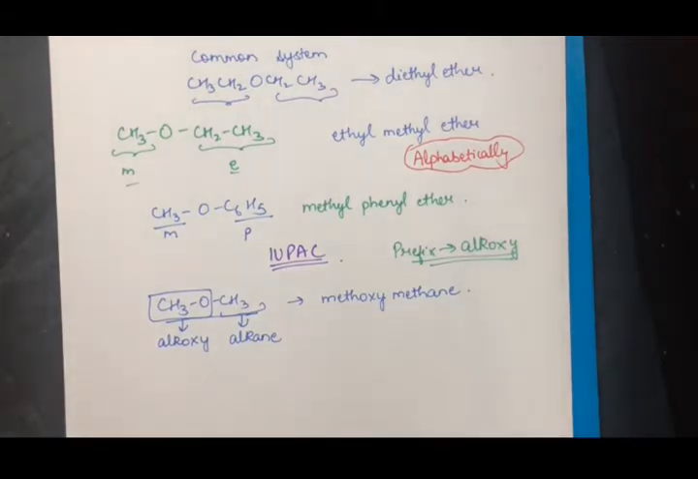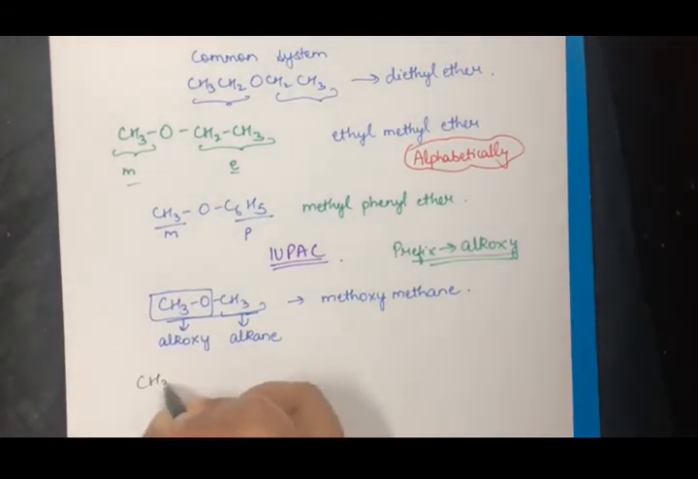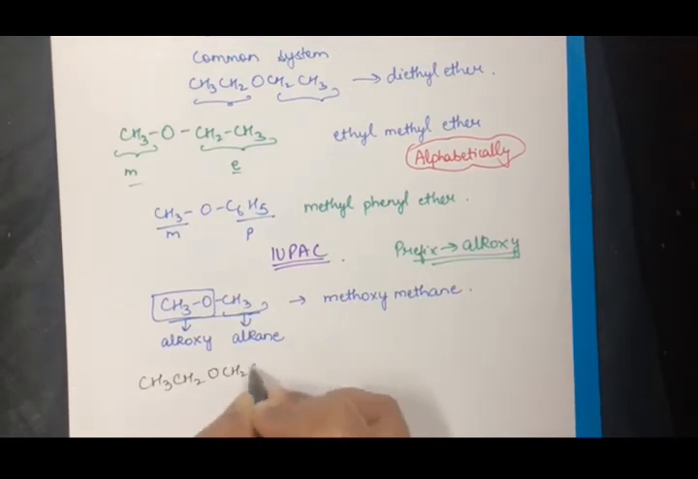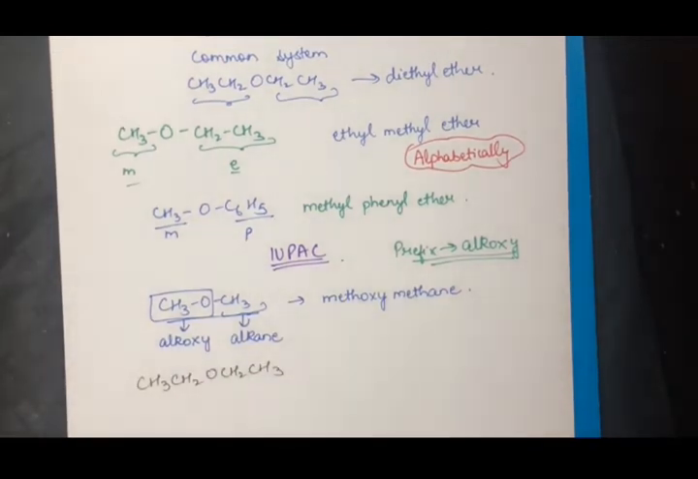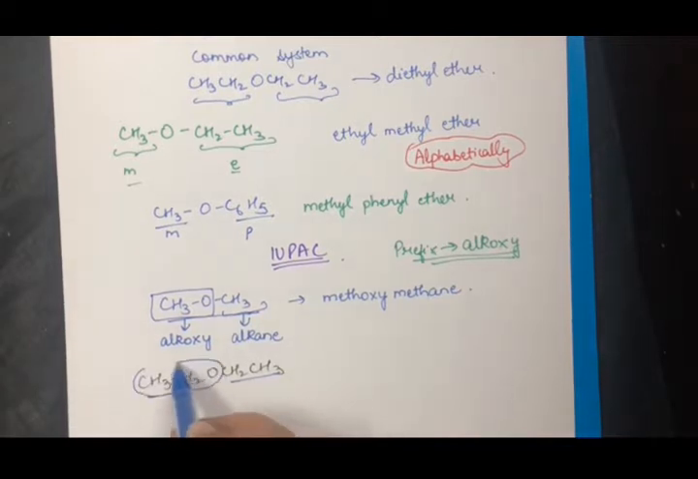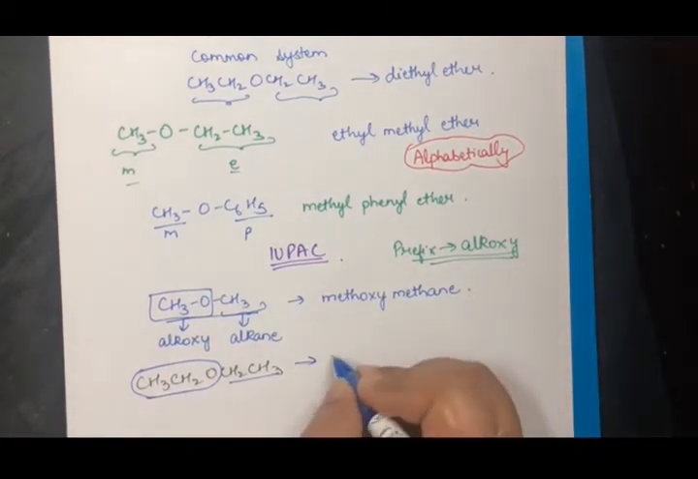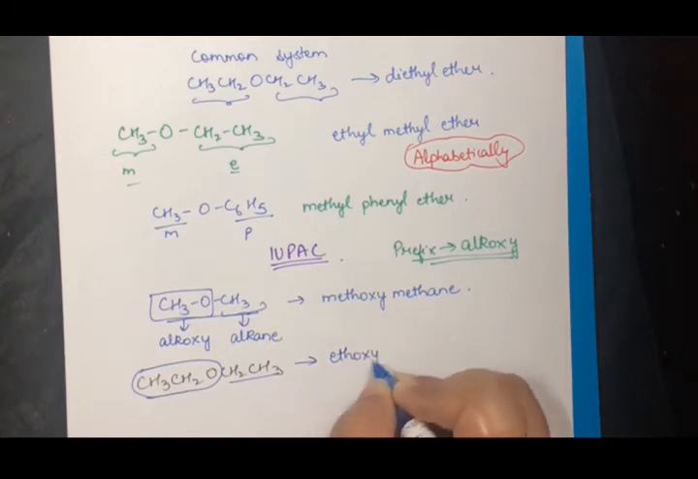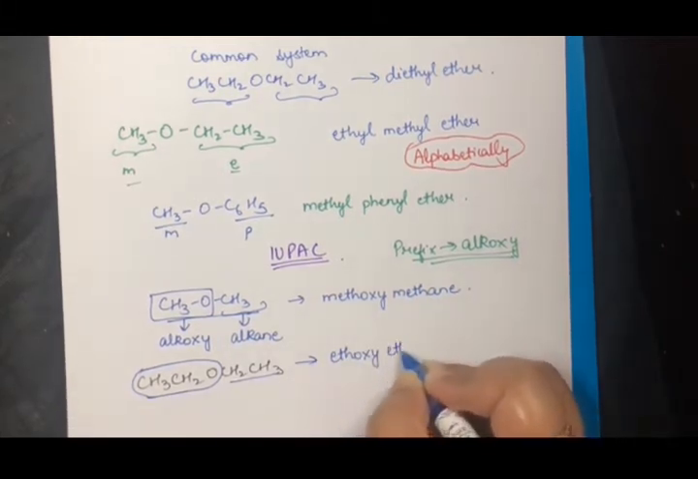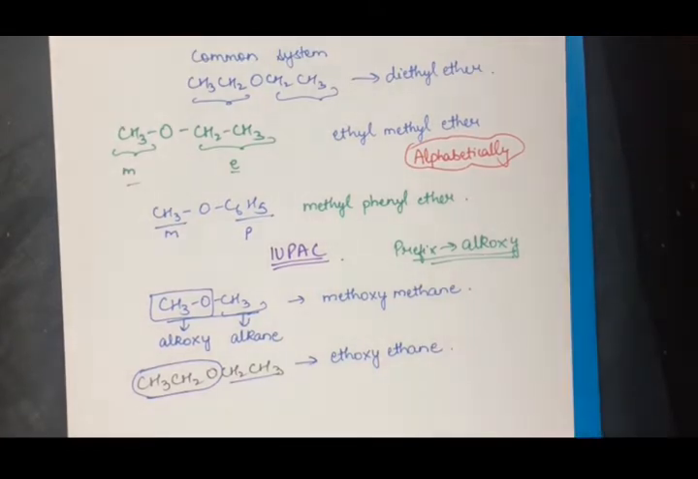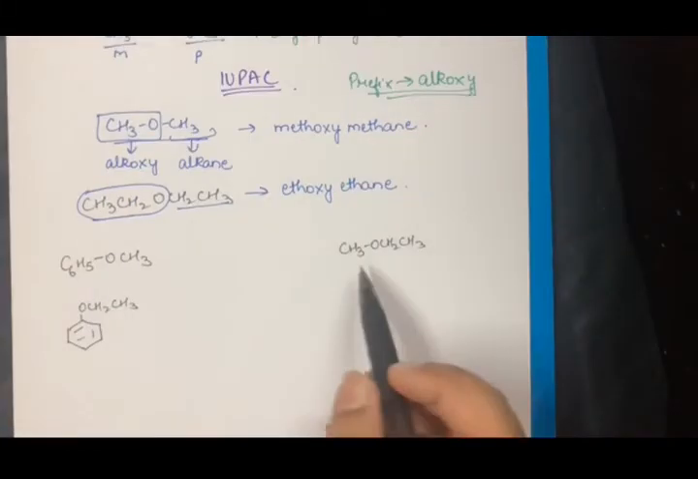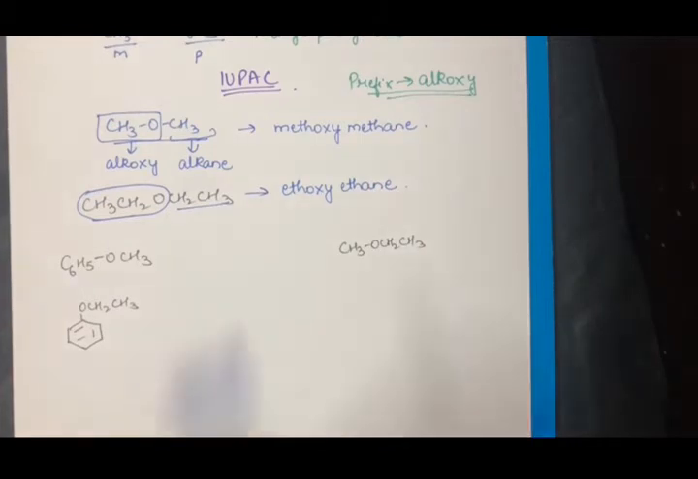Now if I have one more structure like this, again I have made a very symmetrical ether. Here both the alkyl groups on the opposite sides of the oxygen are the same. So again I will club one of the alkyl groups with the oxygen. This gets the name alkoxy. How many carbons are here? There are 2. So I will call it ethoxy, and there are 2 carbons in the remaining chain, so it is ethoxy ethane. I have a structure like this wherein I have an unsymmetrical ether.